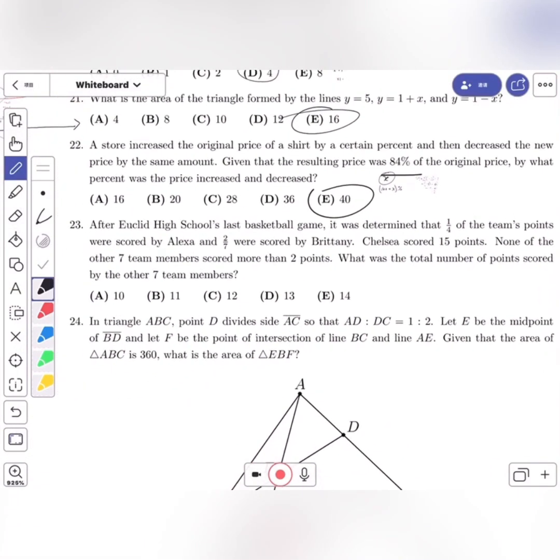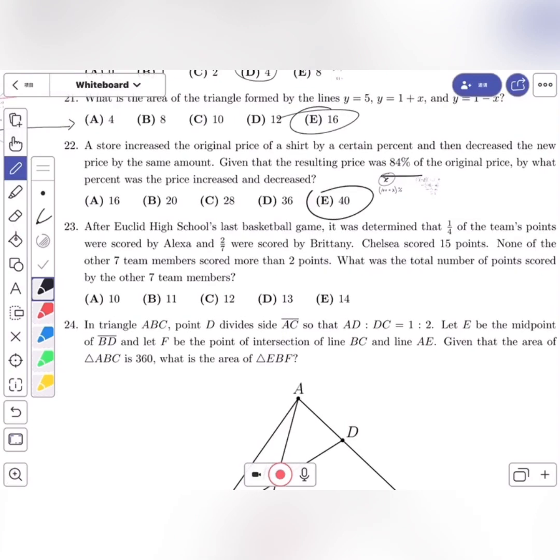After Euclid High School's last basketball game, it was determined that 1/4 of the team's points were scored by Alexa, and 2/7 were scored by Brittany. Chelsea scored 15 points. None of the other 7 members scored more than 2 points. What was the total number of points scored by the other 7 team members? So let's boil down this problem a little bit. 1/4 of the team's points was scored by Alexa, and 2/7 were scored by Brittany.